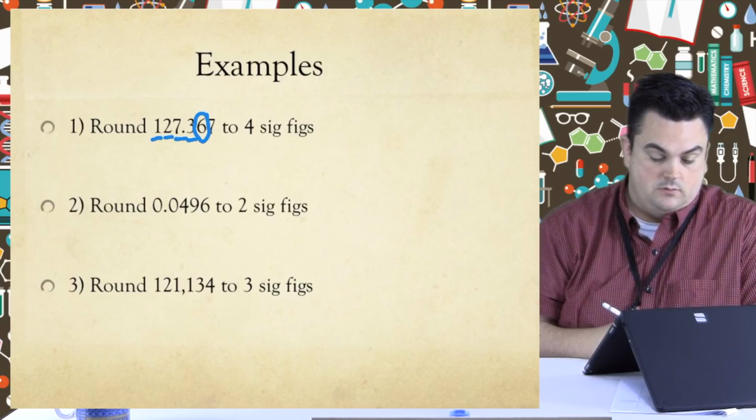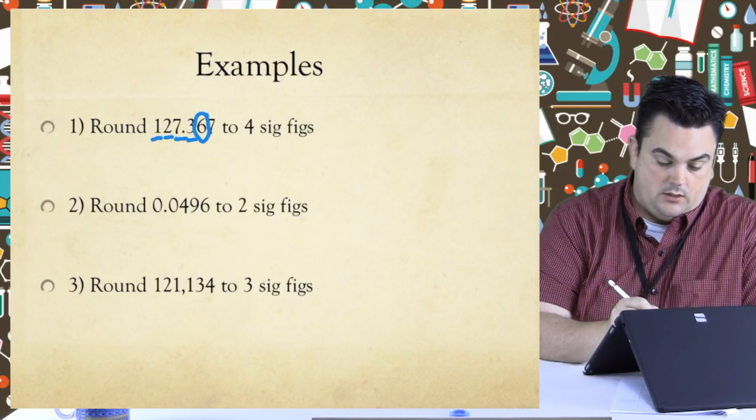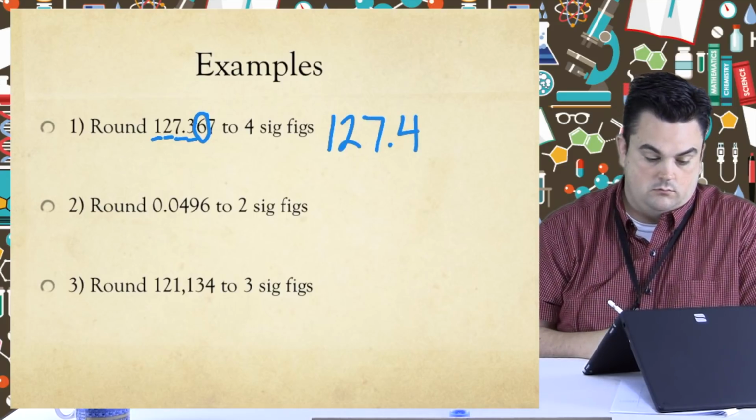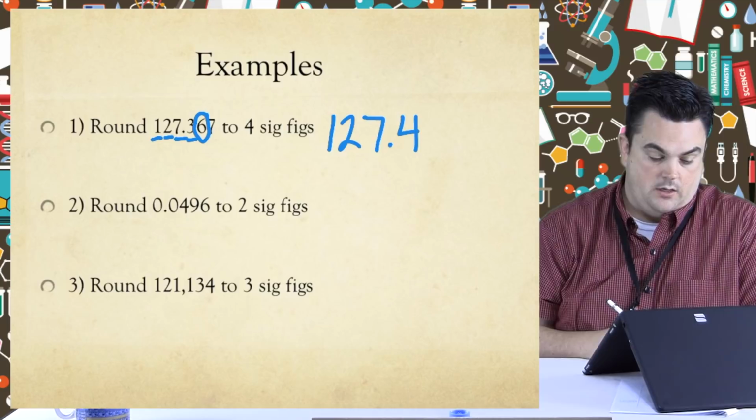So let's write that number with a number rounded up. I get 127.4. Notice that we have to drop those extra digits, the 6 and the 7, to make our final number have 4 sig figs. Make sense? Yes, it does. All right, let's try another one.